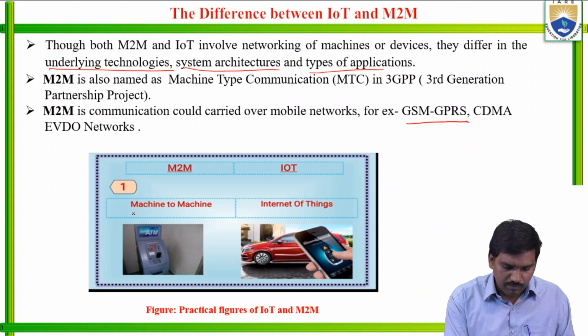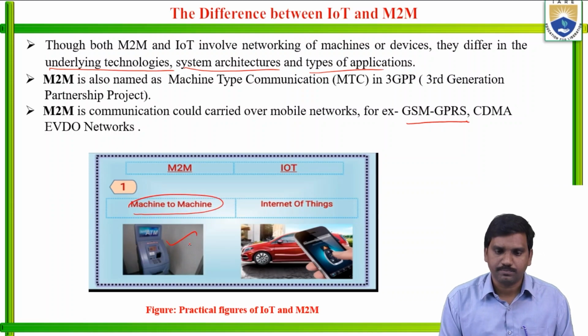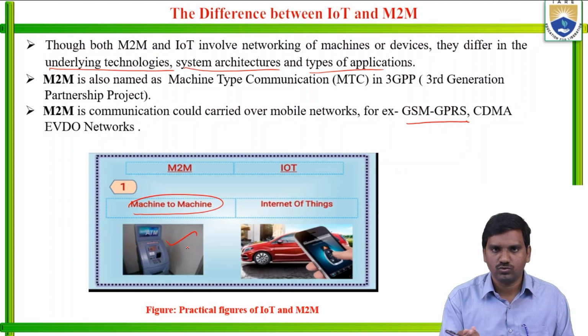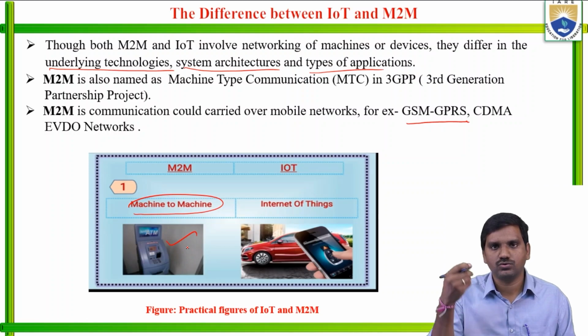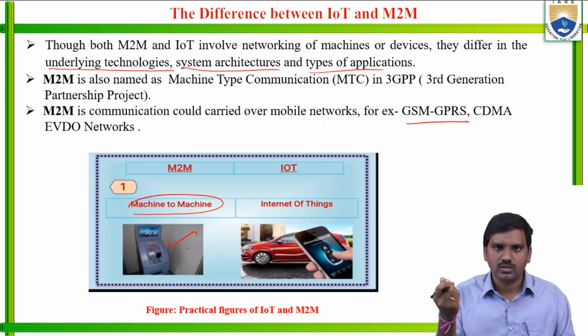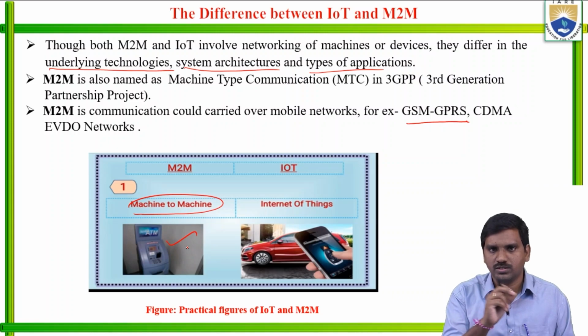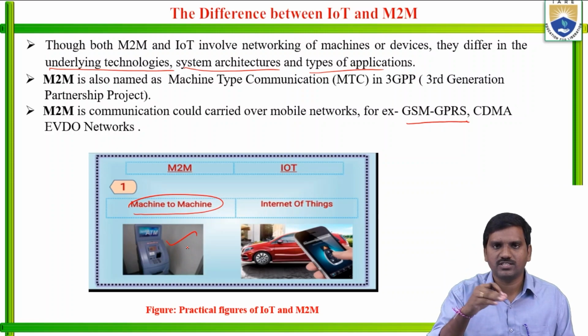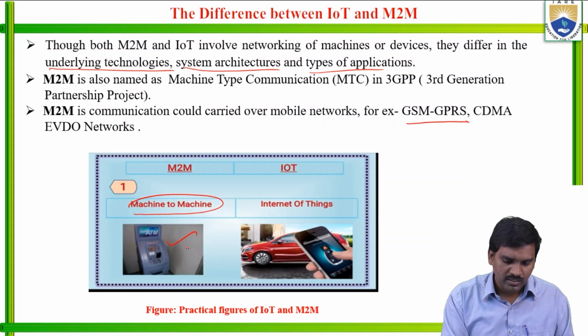So here, machine to machine is ATM. You can insert the ATM card to withdraw money. Our details are sent to the server that is located in the bank. The bank server is also one of the machines, and the ATM is also a machine. The communication will be developed between these two machines only. So the best example for machine to machine communication is ATM.